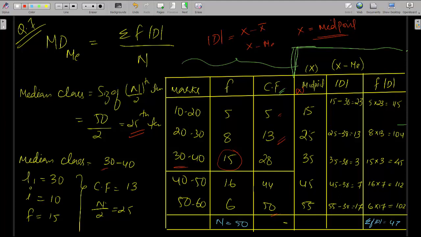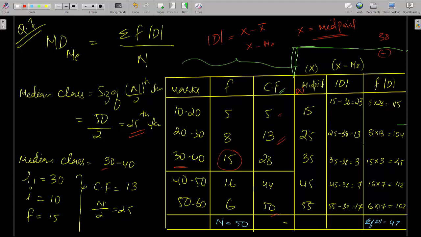Now, once we're done with calculating midpoint, we have to find out the deviation. So to find out deviation, we have to find X minus median. Our X here is midpoint. So 15 minus median, that is 38. So 15 minus 38 is 23. Remember, we are going to omit the minus sign. We're not writing minus anywhere.